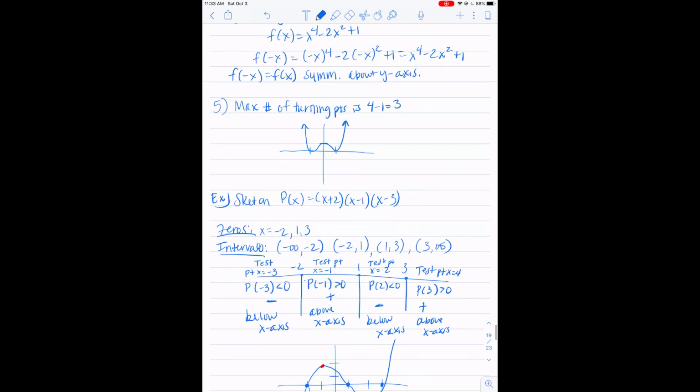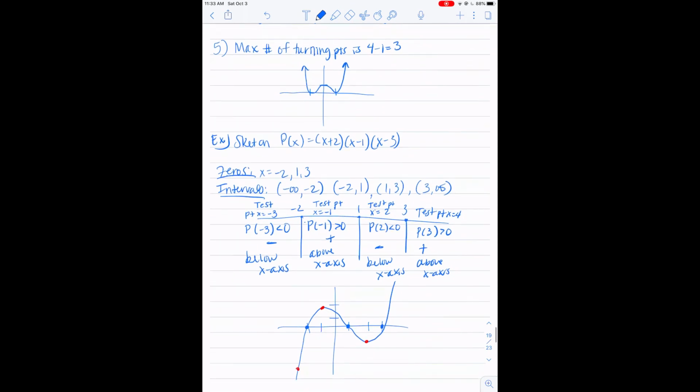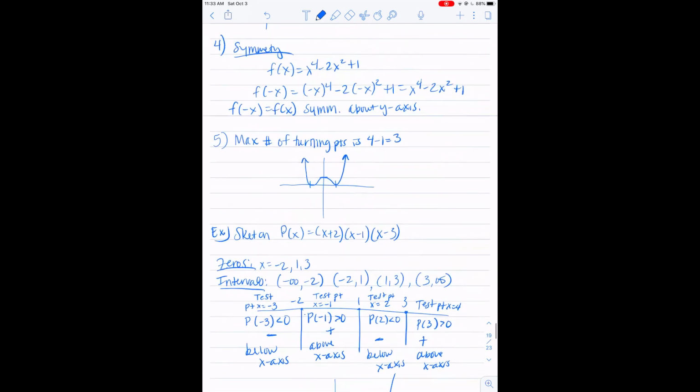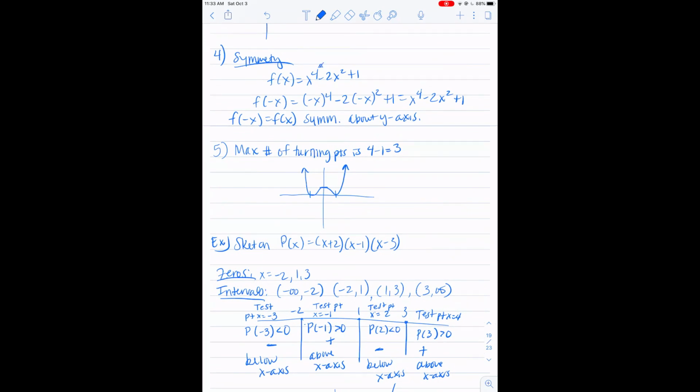And that's because it's even, right? We learned about even functions. Okay, and then our maximum number of turning points is 4, because that's our greatest degree, minus 1 is 3. And that's true because we have 2 local mins and then a local max. So we have 3 turning points.